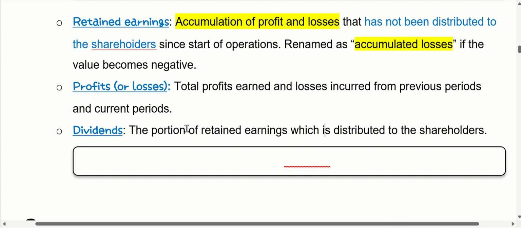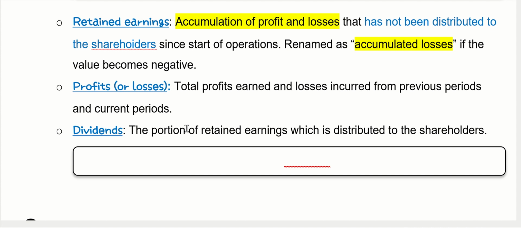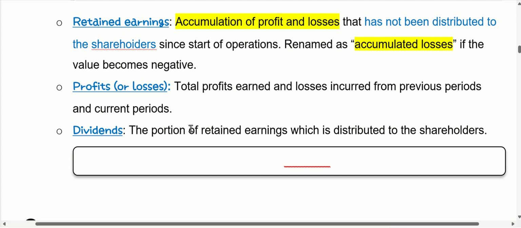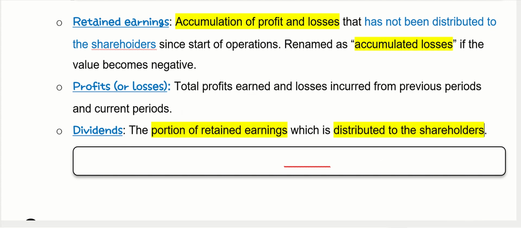Now, dividends is a little bit like drawings for a sole proprietorship, right? We don't call it drawings in a private limited company, we call them dividends. So dividends are the portion of the retained earnings which you are going to distribute to your shareholders. Means you're going to pay out these retained earnings to your shareholders.